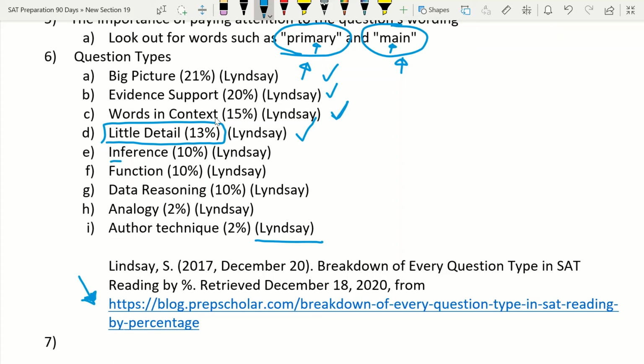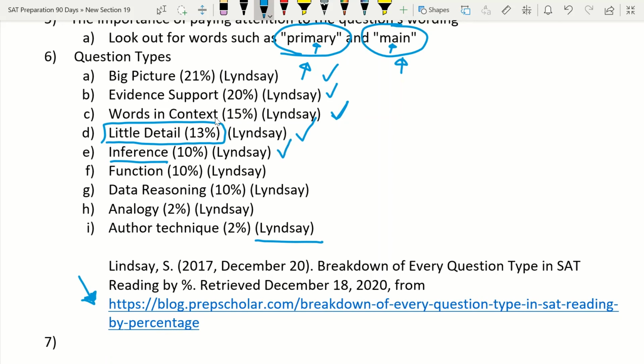Next thing is inferences. Here's the big thing with inference questions: you have to make sure that there is evidence to support the inference. The inference, since it's an inference, is not explicitly stated in the text, but you have to have evidence to support that the inference is likely true, right?